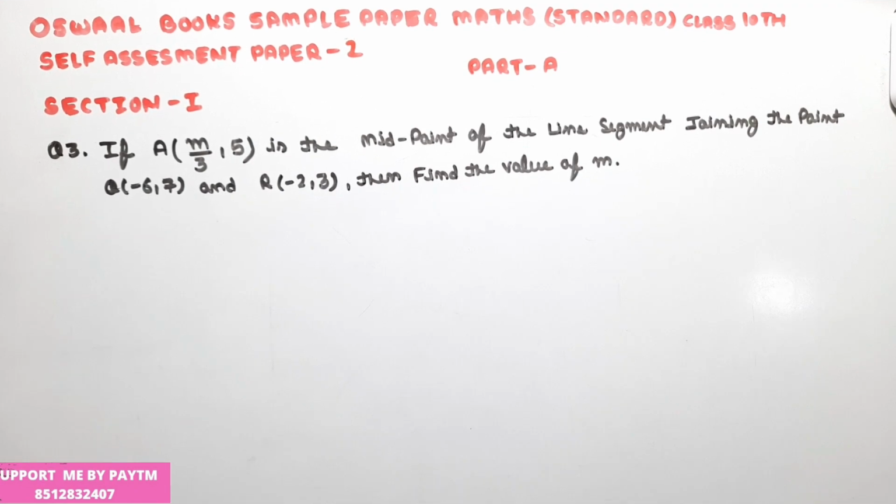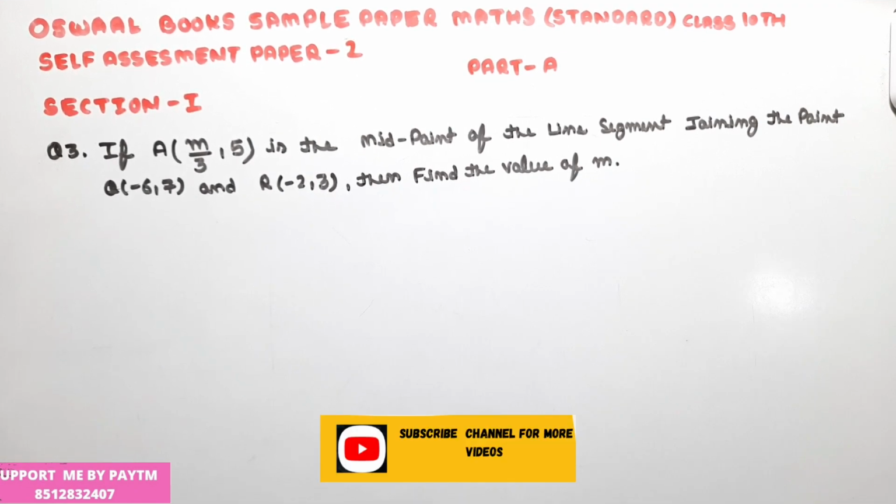Oswal book sample paper math standard class 10 self assessment paper 2 part A section first. Question number 3. If A (m upon 3, 5) is the midpoint of the line segment joining the points Q (minus 6, 7) and R (minus 2, 3), then find the value of m.